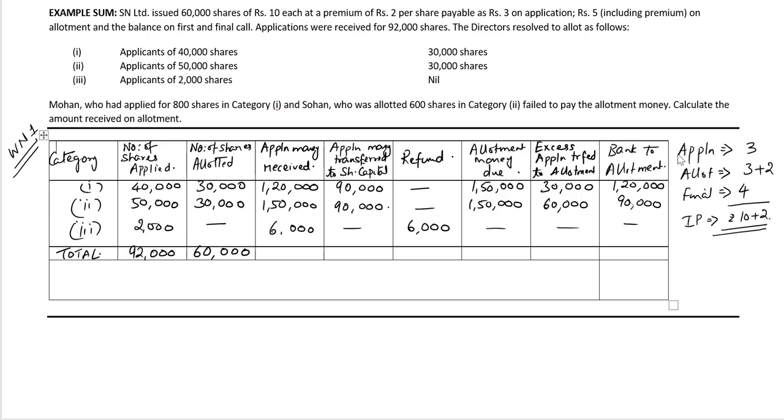Let's go ahead with totaling the columns. The total of application money received is 2,76,000 rupees. Total of application money transferred to share capital, 1,80,000 rupees. Total of the refund column is 6,000 rupees. Total of the allotment money due column is 3 lakh rupees. Total of excess application transferred to allotment column is 90,000 rupees. And the total of the bank to allotment column is 2,10,000 rupees.